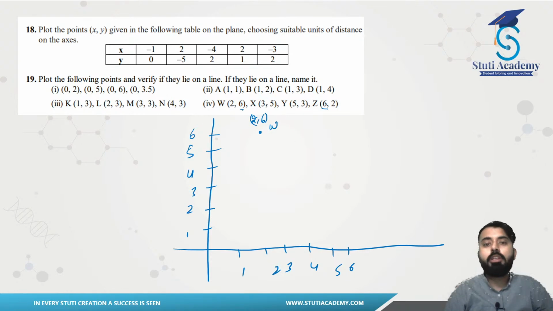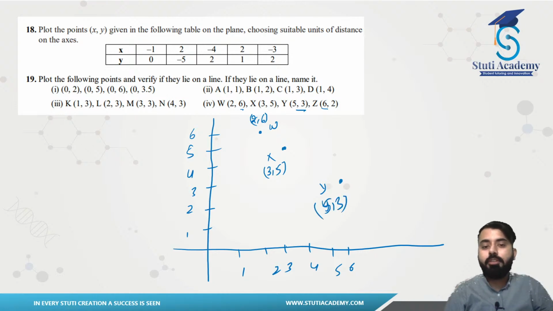And now let's plot our x point. 3 right, 5 upwards. It should be here. That should be x, (3, 5). Then we have what? (5, 3). 5 right, 3 upwards. It should be here. So let's say this is point y, which is (5, 3).